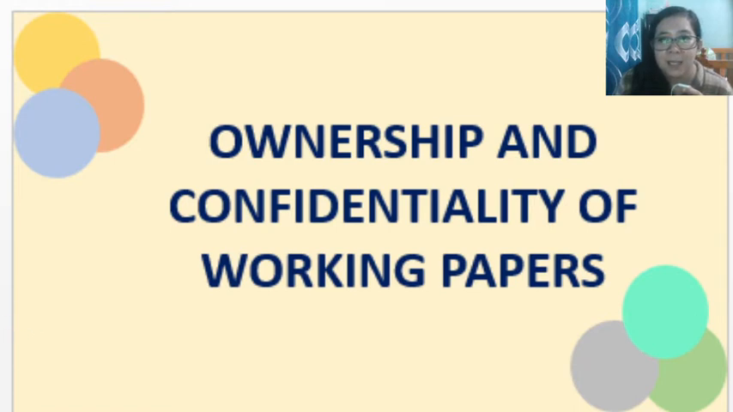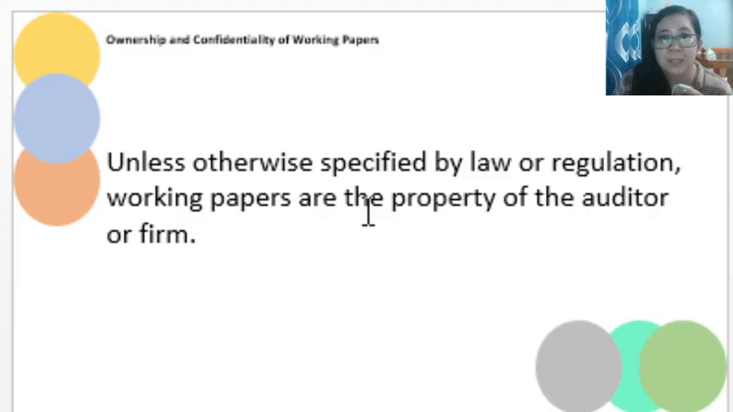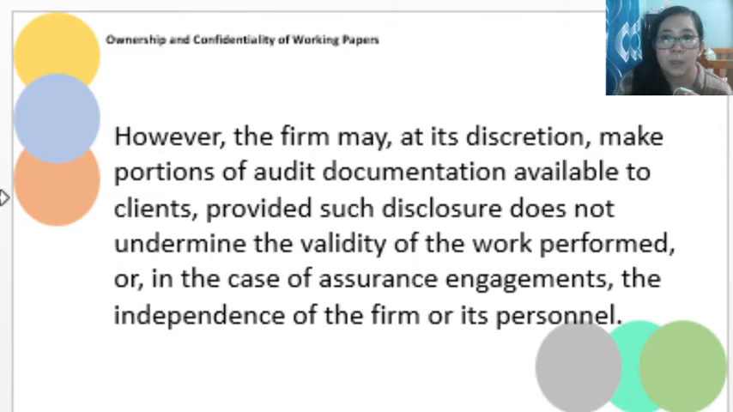Okay, so the next topic is the ownership and confidentiality of working papers. So, unless otherwise specified by law or regulation, the working papers are the property of the auditor or the firm where the auditor is employed or is related to. However, the firm may, at its discretion, make portions of the audit documentation available to the clients, provided such disclosure does not undermine the validity of the work performed, or in the case of assurance engagements, the independence of the firm and its personnel.